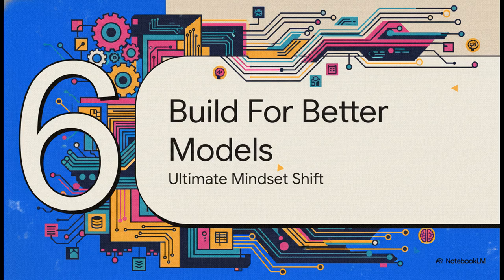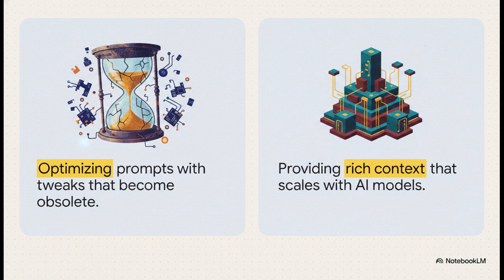Finally, section 6, build for better models. This is the ultimate mindset shift. Let's pull back for a second for the biggest architectural lesson of this whole coaching session. Right now, there is an entire industry out there completely obsessed with optimizing prompts, spending hours on these tiny micro tweaks just to force an AI to output something perfectly. But honestly, that is largely wasted time. Why? Because those micro tweaks become completely obsolete the second the next model update drops. Instead, senior engineers focus on providing rich context. They build solid information systems, repeatable workflows, and great documentation, stuff that actually scales alongside the AI.